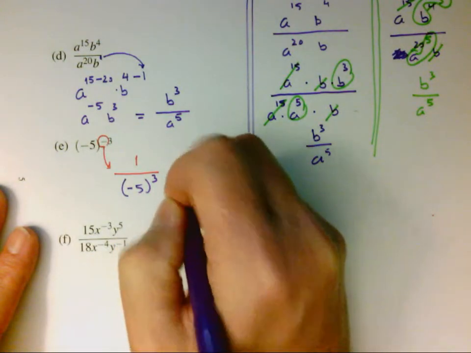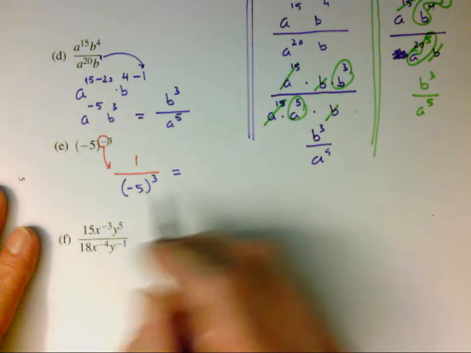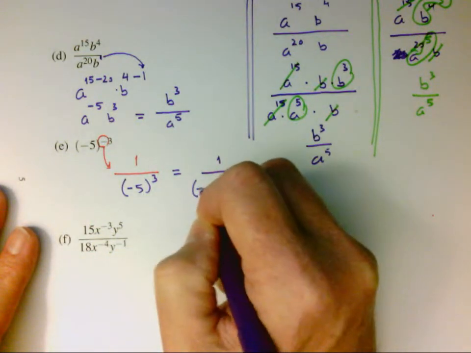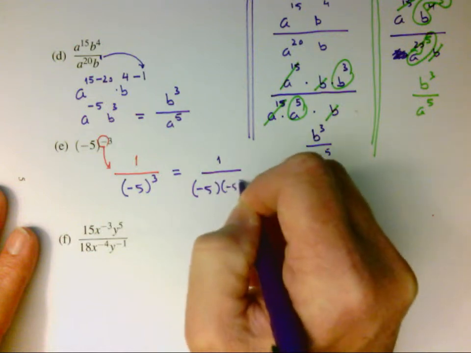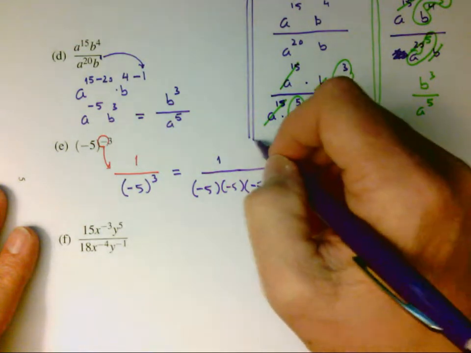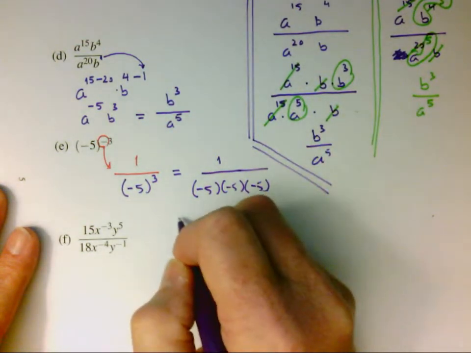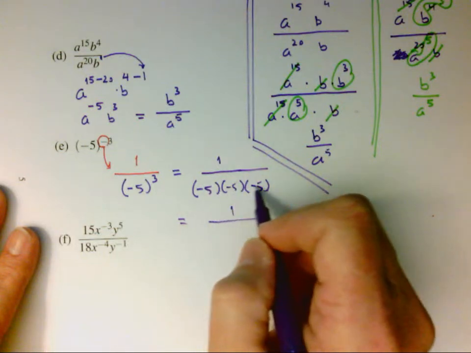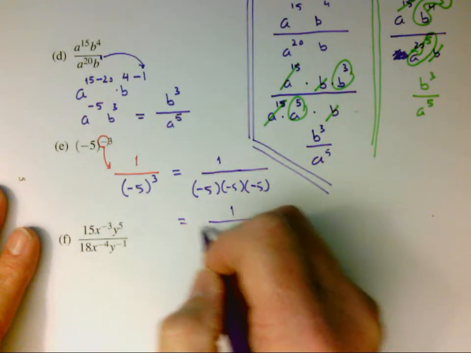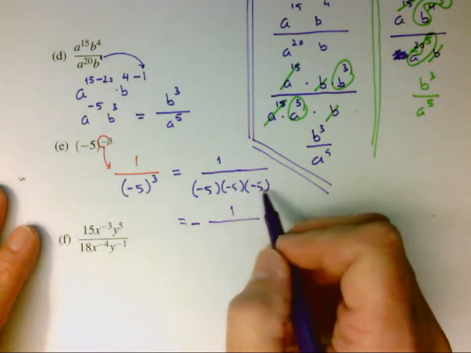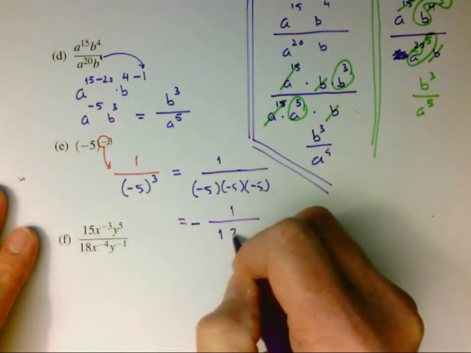Well, now you can actually do the exponent. You're going to have negative 5 times itself 3 times. That's going to equal, first off, you've got an odd number of negatives multiplying, so you'll have a negative. So our answer will be negative. Then 5 times 5 is 25. 5 quarters makes $1.25.